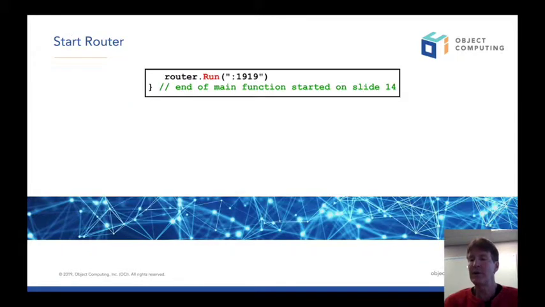Now that all our routes are defined, we start the router. It just needs to know the port on which it should listen. This is the end of the file main.go.